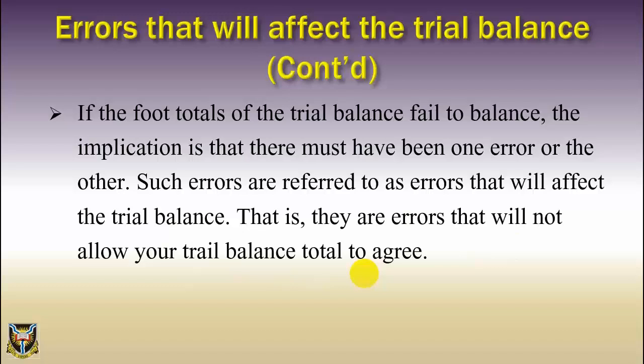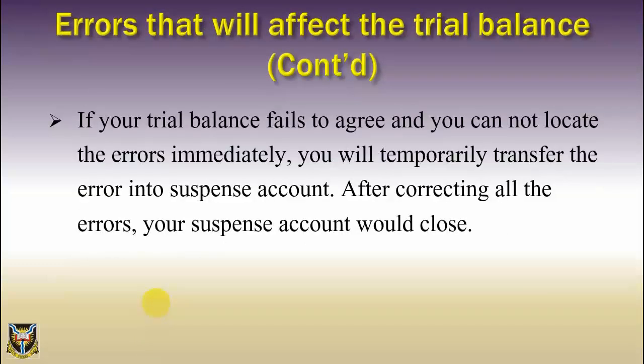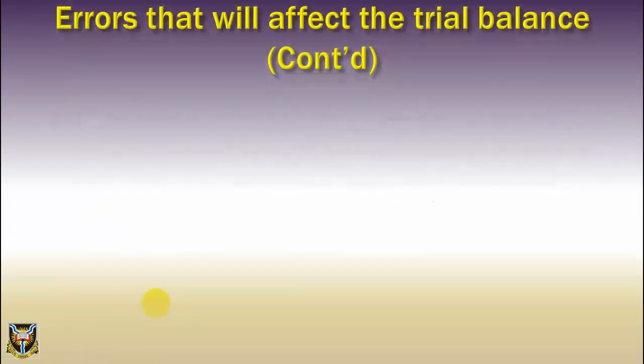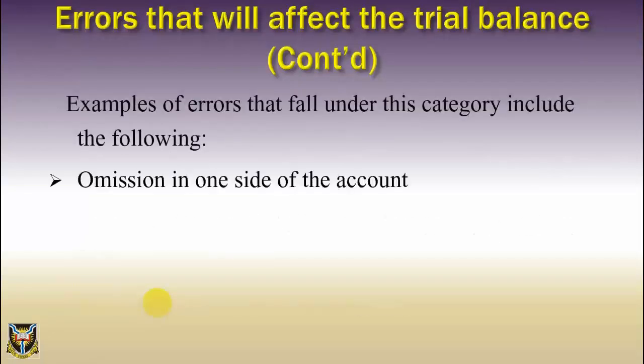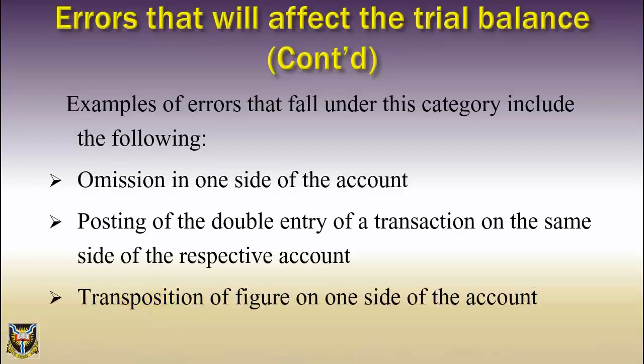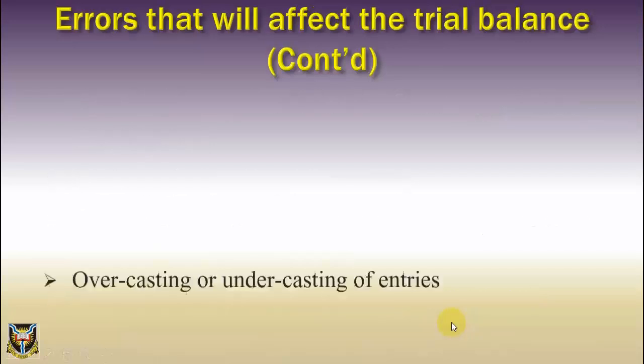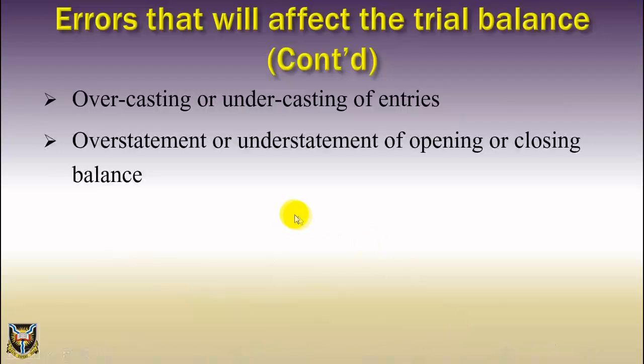If your trial balance fails to agree and you cannot locate the errors immediately, you will temporarily transfer the error into suspense account. Errors in this category include: 1. Omission in one side of the account. 2. Posting of the double entry of a transaction on the same side of the respective account. 3. Transposition of figure on one side of the account. 4. Overcasting or undercasting of entries. 5. Overstatement or understatement of opening or closing balance.